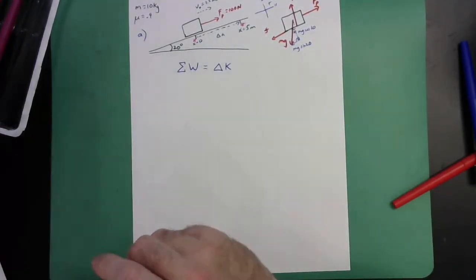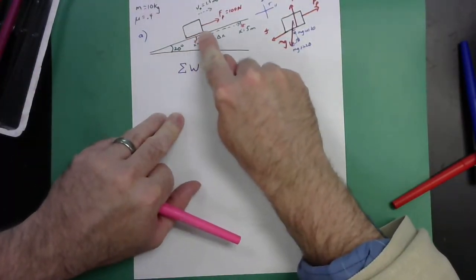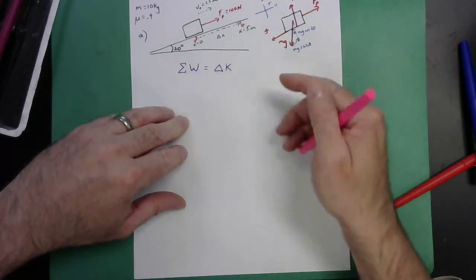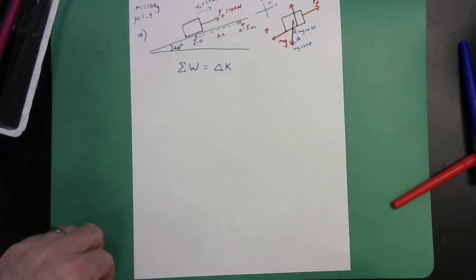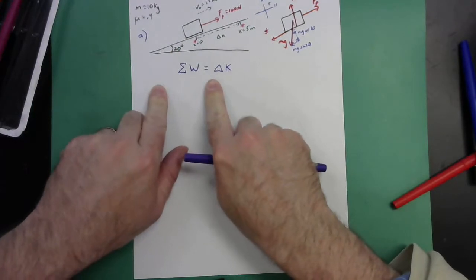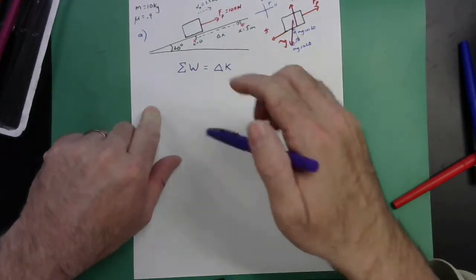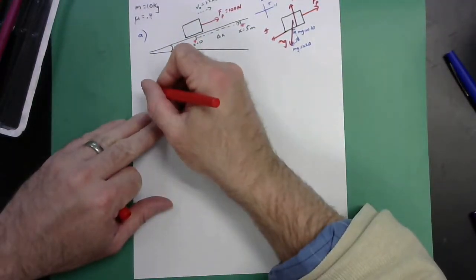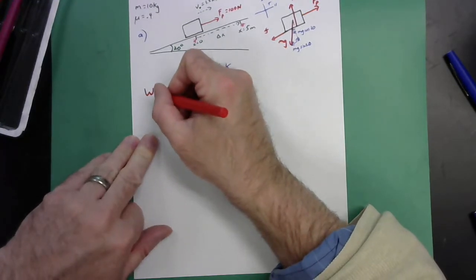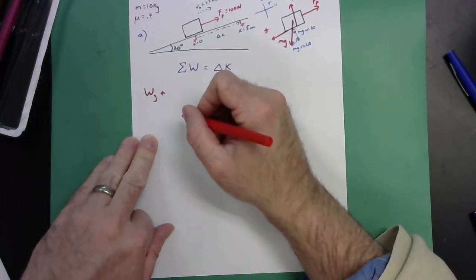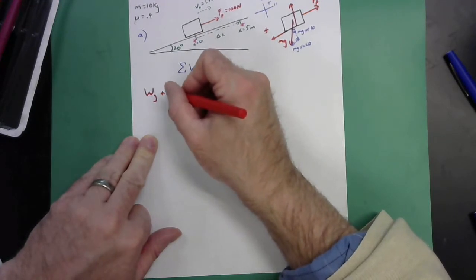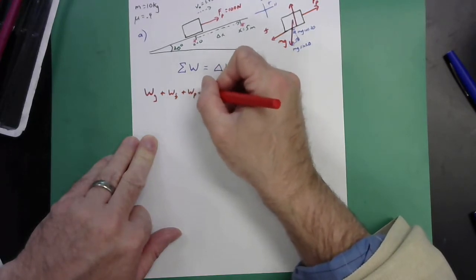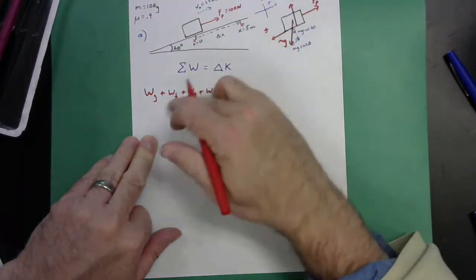Pretty straightforward in this problem. I'm looking at what forces are acting as I go along from here to here to figure out what work terms I have. Every force that acts on my system, I can write a work term for. So I'm going to expand this sigma W into this work plus this work plus this work for every force. That's going to look like this. I might have work done by the gravitational force, plus work done by the friction force, and work done by that pulling force, and work done by the normal force. 4 forces, 4 work terms.